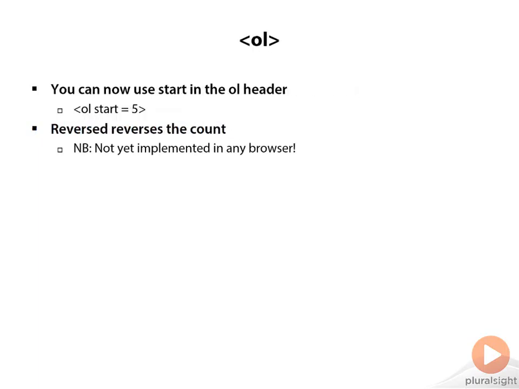The OL tag has been modified to have two new attributes that you can add. One is the start attribute that allows you to determine what number the counting will begin at. The other is the reversed attribute, which reverses the count, but be careful here. As of this time, this is not implemented in any browser, so this might be something to tuck in your back pocket as browsers evolve towards HTML5.